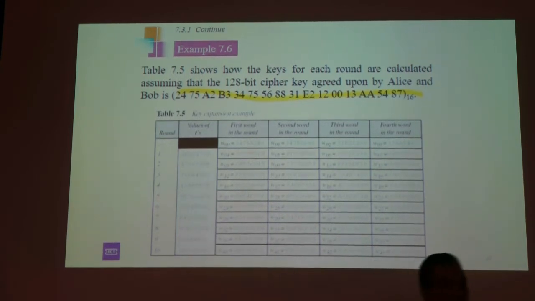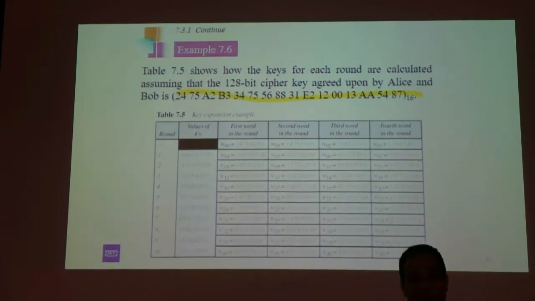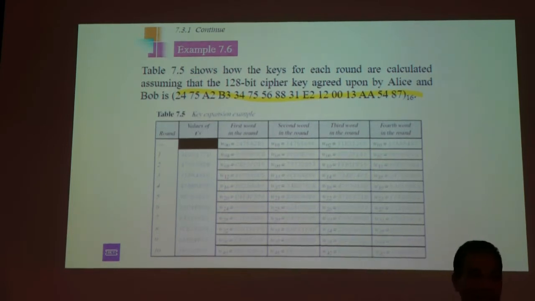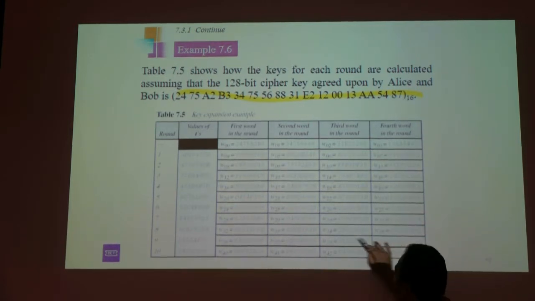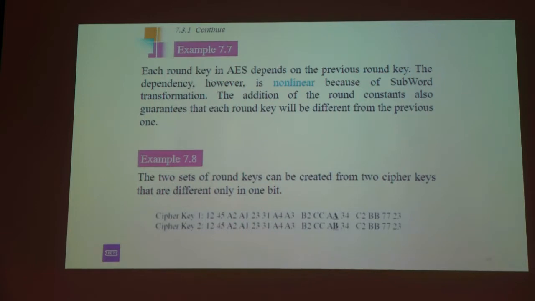So very simple. What do you notice? I'm sure you don't notice anything because you cannot see. But presume that you can see what's written here. You'll see it's completely confused, diffused and fused. Each round key in AES depends on the previous round key. The dependency, however, is nonlinear because of the SubWord substitution for the word transformation. The addition of the round constant also guarantees that there is no linearity.